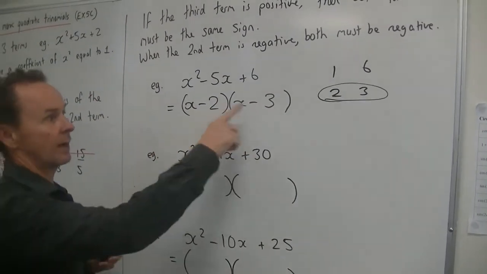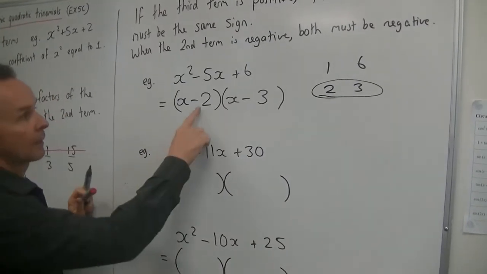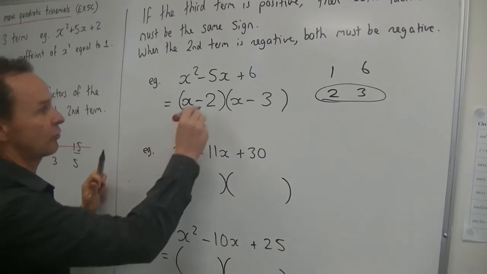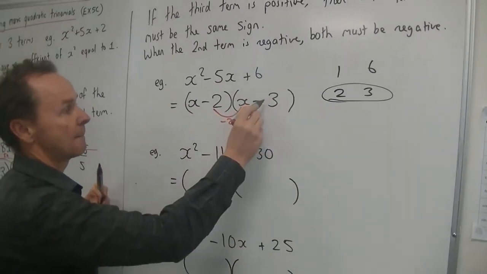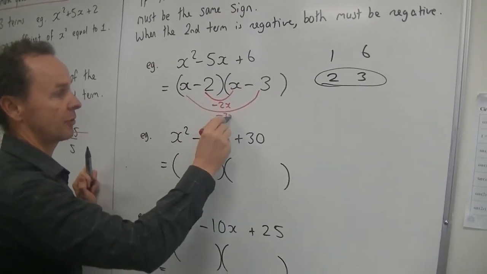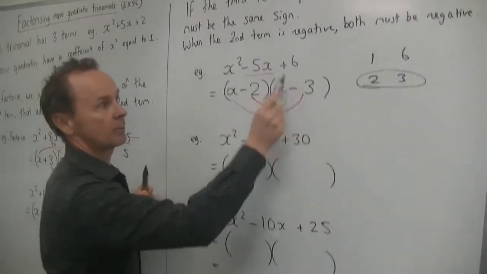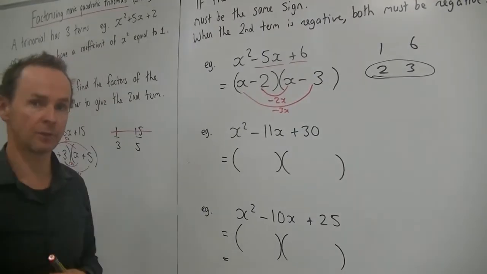And if you wanted to check your answer again, you can. So if you work out the middle bit, minus 2 times x is minus 2x. Minus 3 times x gives me the minus 3x. They add together to give minus 5x. And minus 2 times minus 3 is plus 6. So you know you've got the last bit.